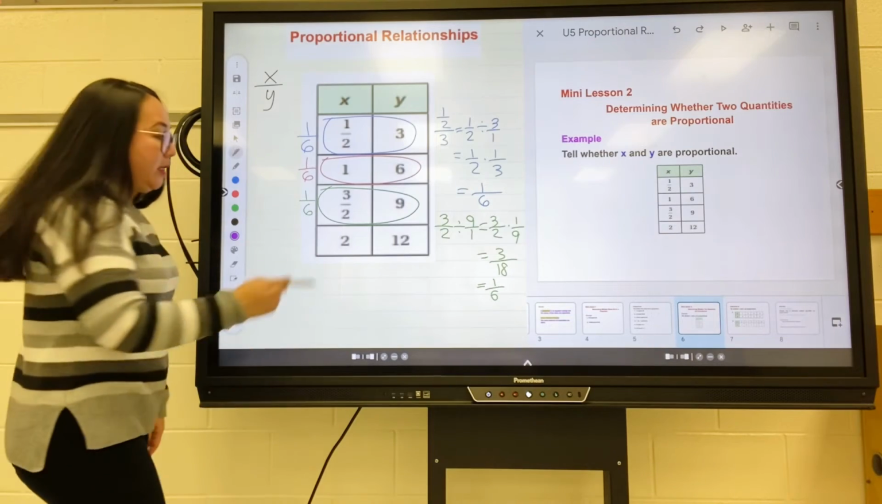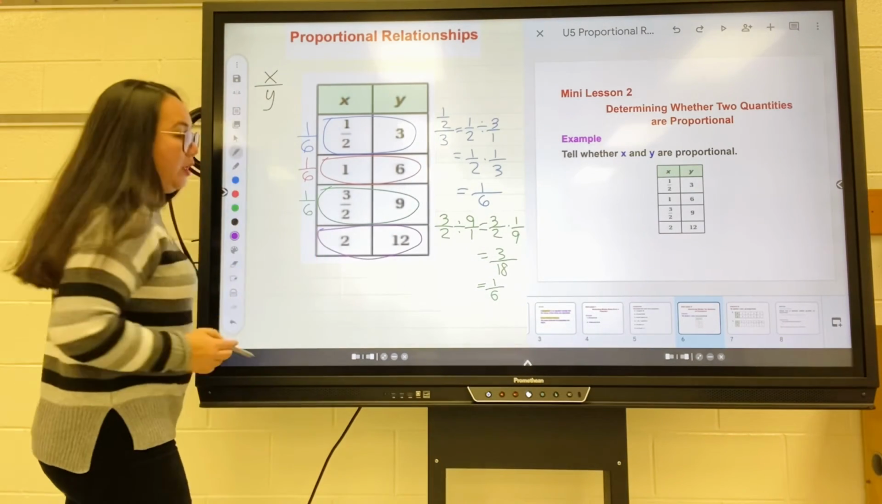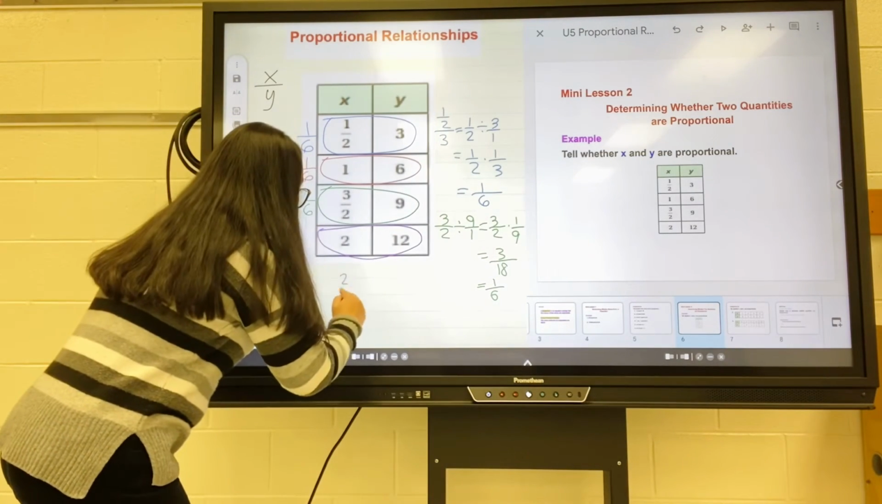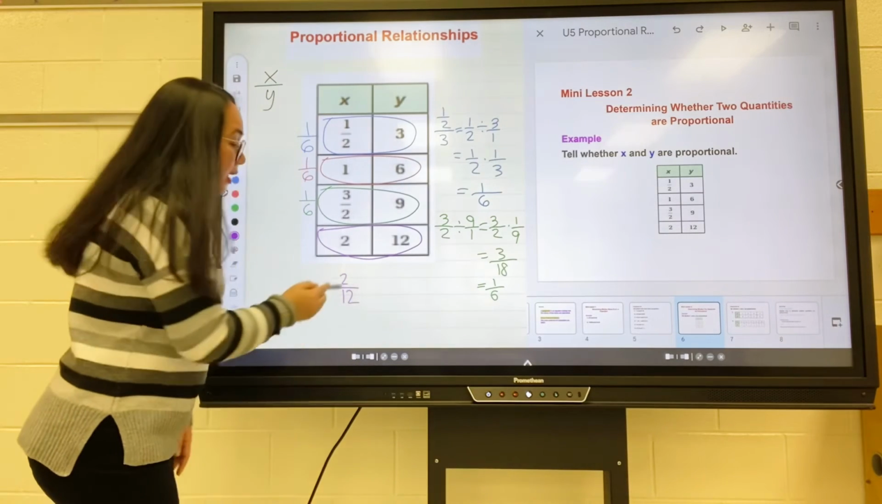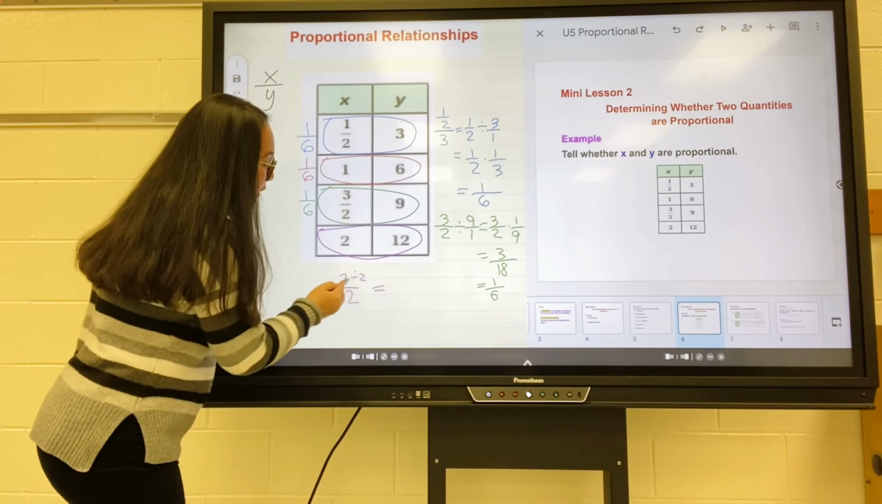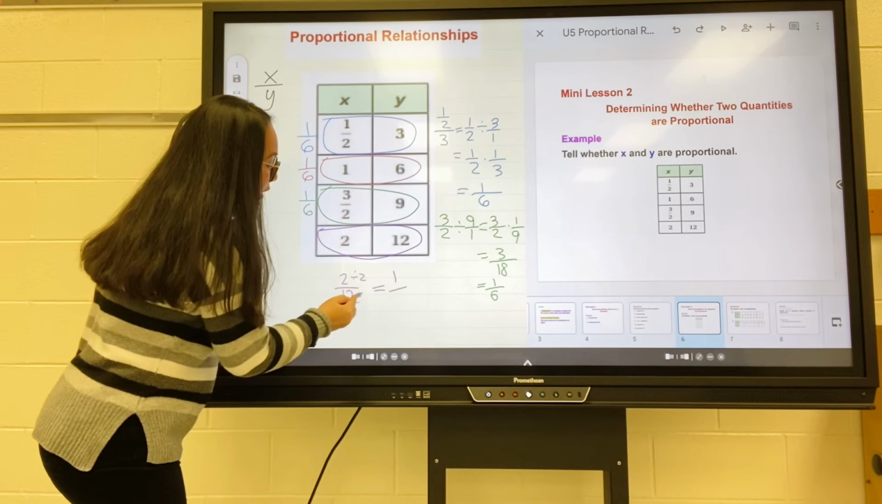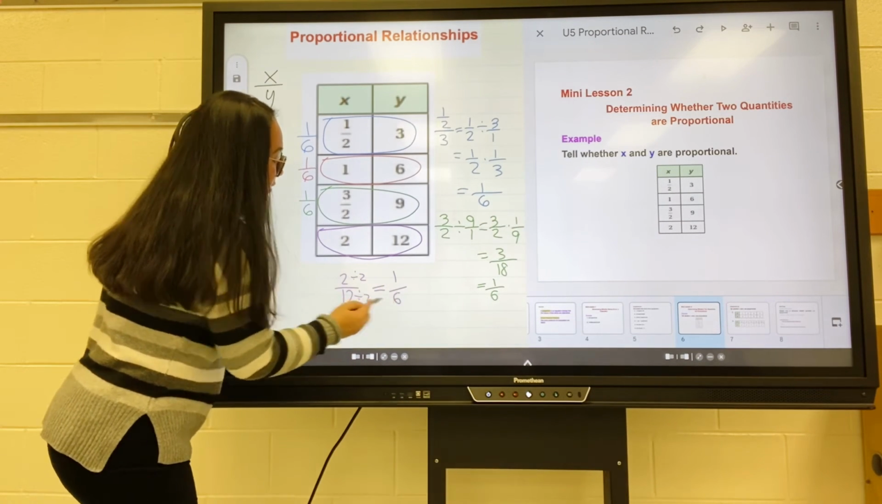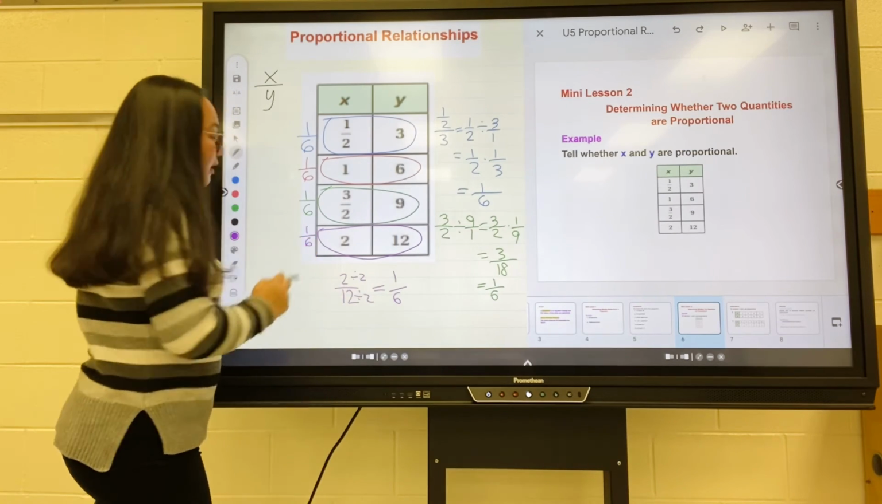The last pair is 2 to 12. So they have here 2 to 12. Simplify, divide both by 2. So 2 divided by 2 is 1. 12 divided by 2 is 6. And then write it down on the side.